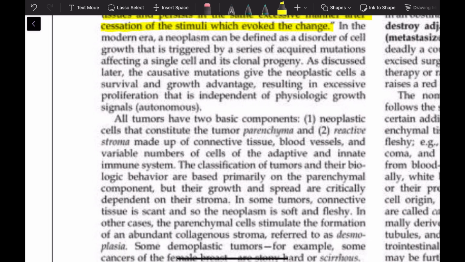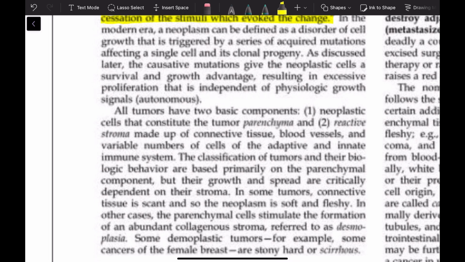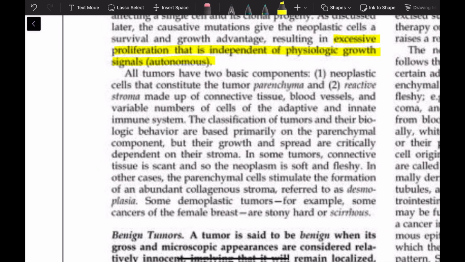All tumors have two basic components. Before this, what we read is that these neoplastic cells get a survival and growth advantage because of the mutations they go through, and this results in excessive proliferation and independence from physiologic growth signals. They don't need growth signals from other cells, like signals from extracellular entities, to grow and proliferate. They create their own growth signals.